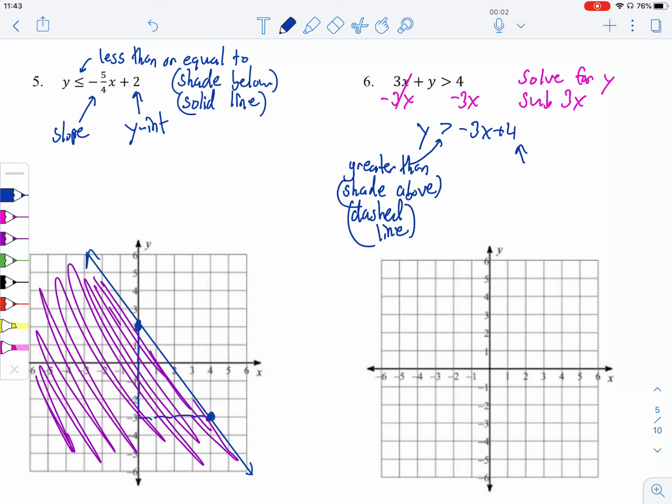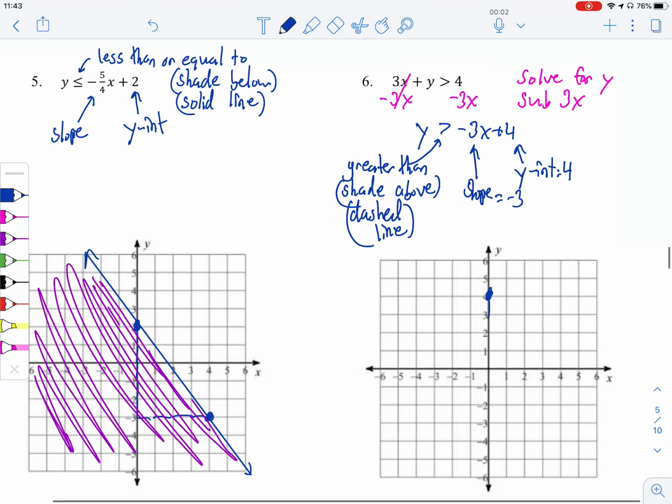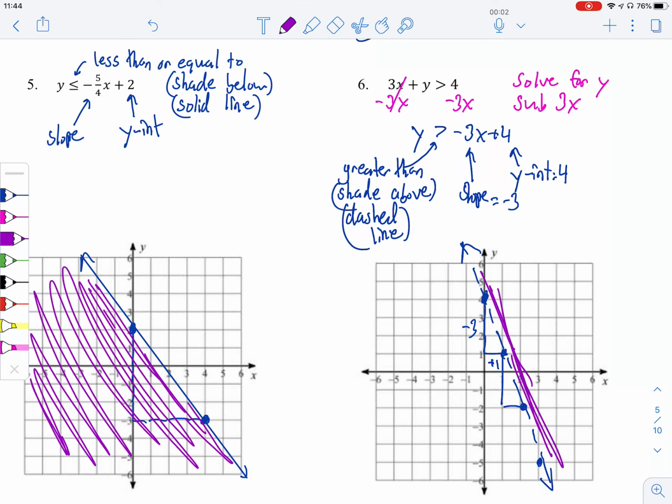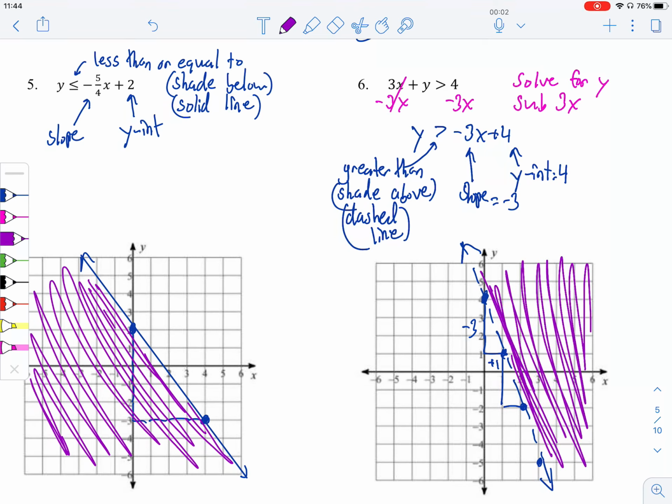line. And we can tell what our y-intercept is, 4, right? Y-intercept equals 4. Our slope equals -3. So we start at 4. Our slope is -3 or -3/1. So we're down 3, 1, 2, 3, right 1. Down 3, right 1. Keep following the pattern. And it's going to be a dashed line through those points. And we shade above. So everything above this line, we shade. And that is our solution.